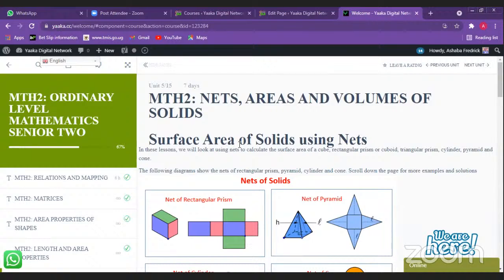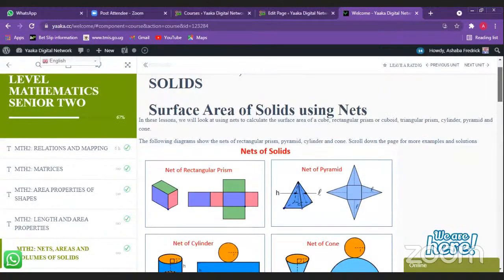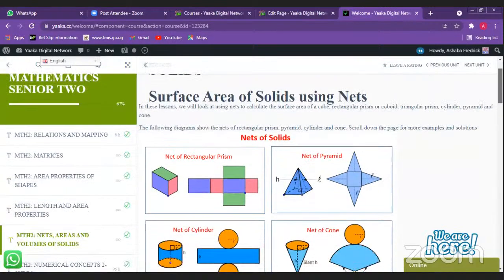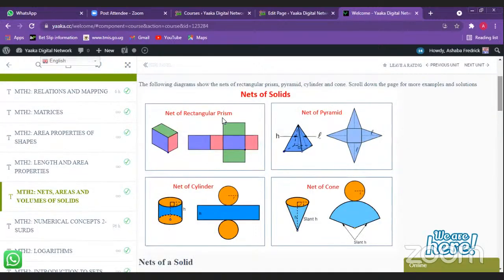So we can begin by asking ourselves what a net is, in mathematical terms. So let us look at these images here, nets of solids. We have the first one, net of a rectangular prism. Then we have net of a pyramid. Then we have a net of a cylinder. And then we have net of a cone. So what do you observe in the first image?